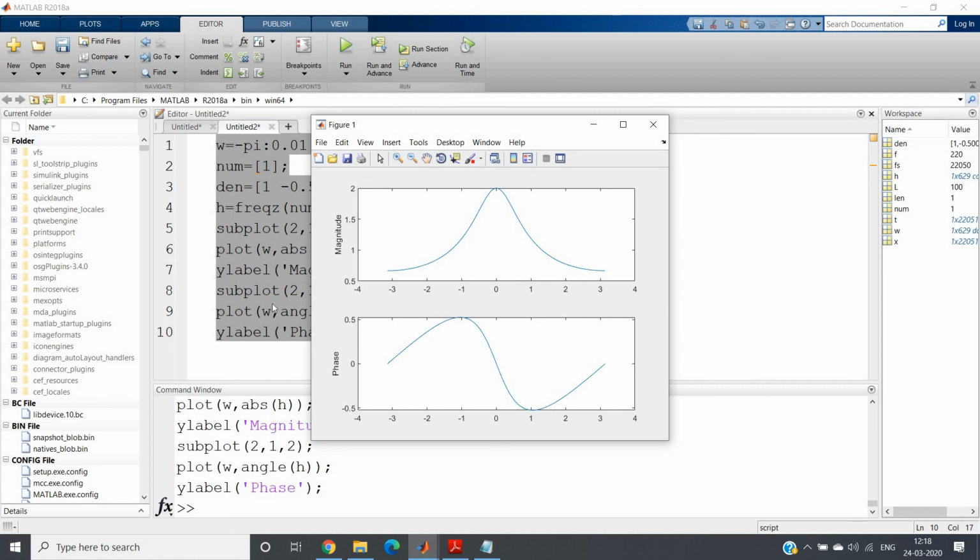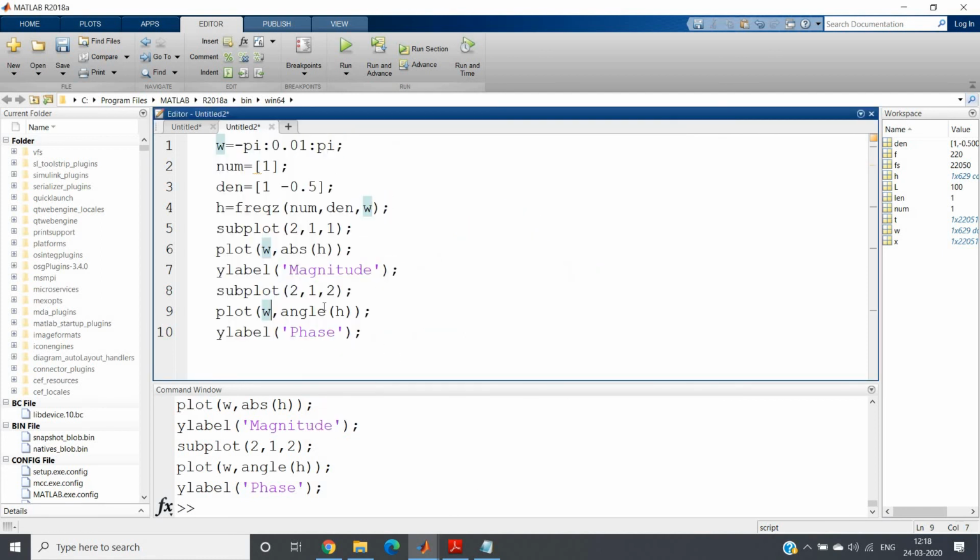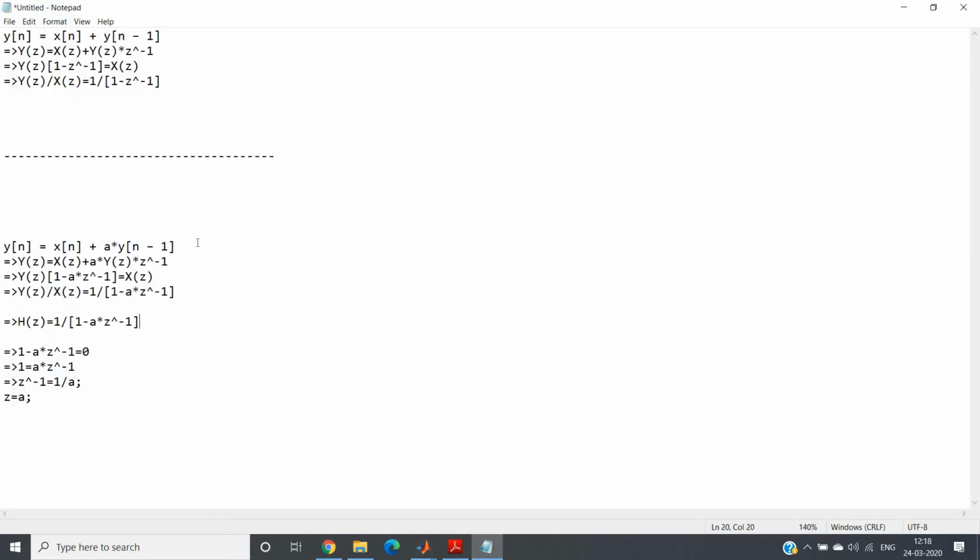So this is all about the discussion for today, and one thing is quite clear for us, which is a very important conclusion: this is the general expression of a low pass filter, y of n equal to x of n plus a into y of n minus 1, and the transfer function is H of z equal to 1 by 1 minus a into z to the power minus 1, where a has to be lesser than or equal to 1 for a stable system.